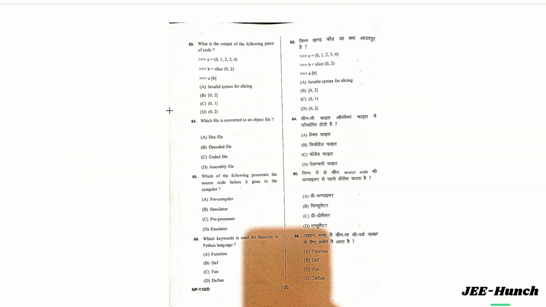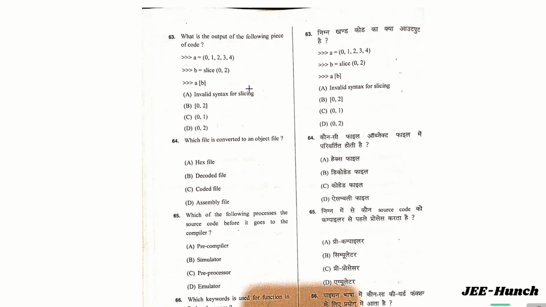Okay. Question number 63. Which is the output of the following piece of code? This is our Python code 14. Okay. So here A is a set of integers 0, 1, 2, 3, 4, and B is a slice 0, 2. So A dot B. So answer will be 0, comma 2.